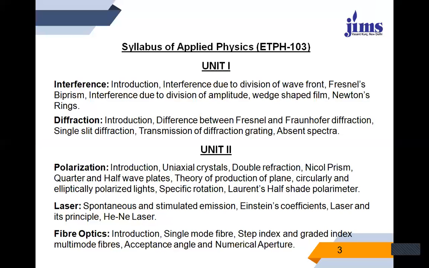The second unit covers polarization of light. In polarization of light, you have to study uniaxial crystals, double refraction, Nicol prism, quarter wave and half wave plates, and the theory of production of plane, circularly and elliptically polarized lights. You have to study specific rotation and Lorentz half shade polarimeter. So this is the first part of unit second.